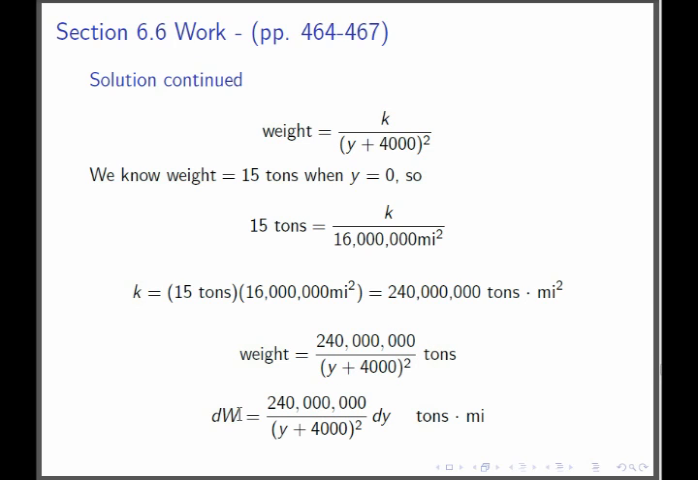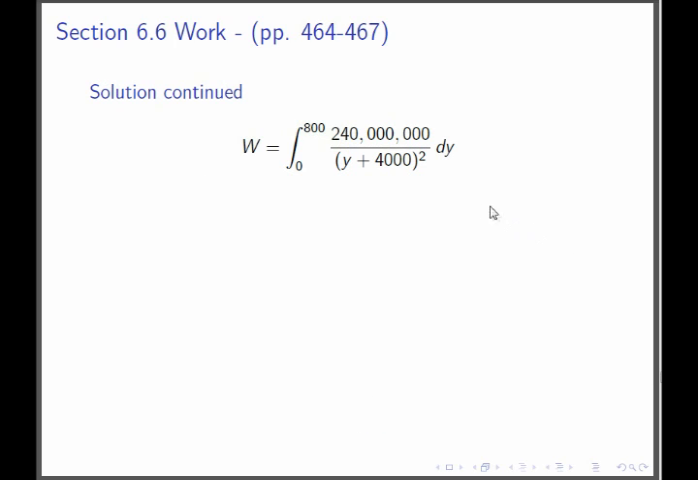So the work done in raising it this infinitesimal distance dy is found by multiplying that by the distance, which is dy. And now we're ready to compute the total work done simply by integrating, where y is ranging from 0 to 800 because we were raising it from ground level up to 800 miles. Again, y is measured in miles.